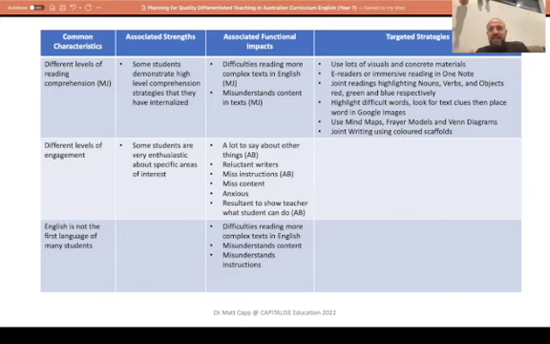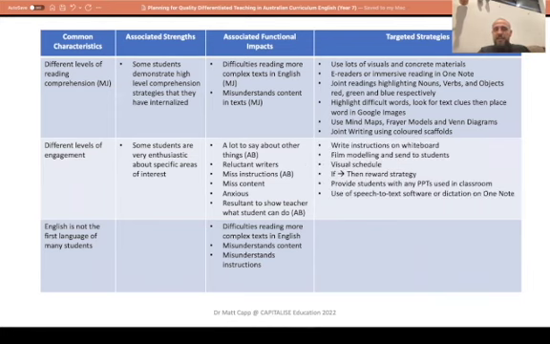But these are targeted strategies because we've thought about the common characteristics of our students, their associated strengths and functional impacts. Around different levels of engagement, some students are very enthusiastic, others have a lot to say about other topics, are reluctant writers, miss instructions, miss content, can be anxious, and are reluctant to show teachers what they can do.